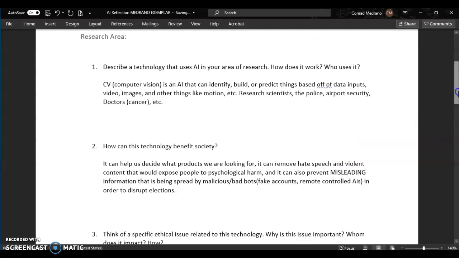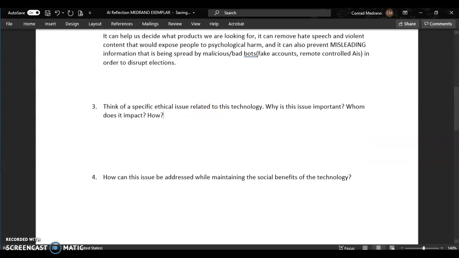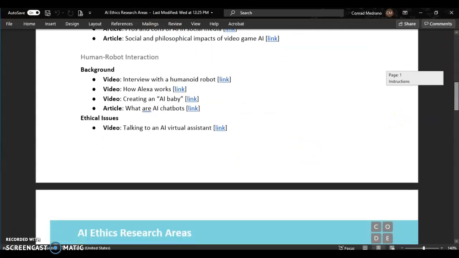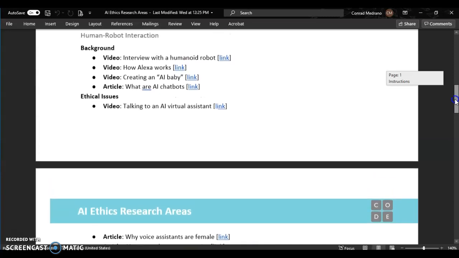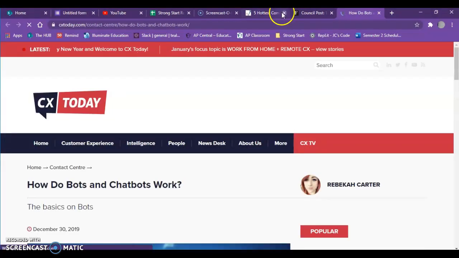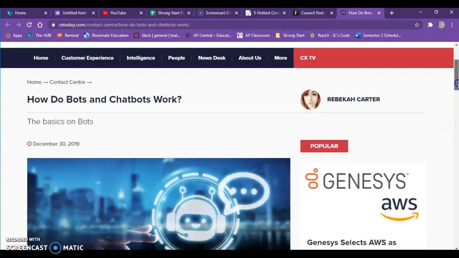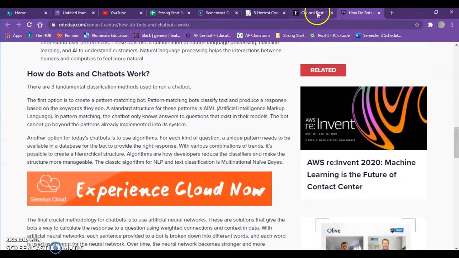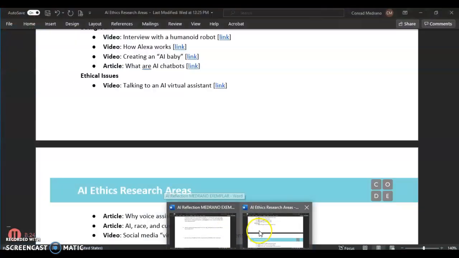Done. All right, so for the third one, it says, think of an ethical issue related to this technology. So I'm going to pick another one. We did the social media shopping, so now we're going to human-robot interaction. So now it's like, interview with a humanoid robot, how Alexa works, creating an AI baby, awesome, cool. What are AI chatbots, right? So we just real quick open it. By the way, I'm not opening the videos because it'll eat up a lot of my bandwidth. So it's like, this is the thing, what are bots, what can they do, etc. Cool beans. So then I'm like, all right, cool, well, that's one.